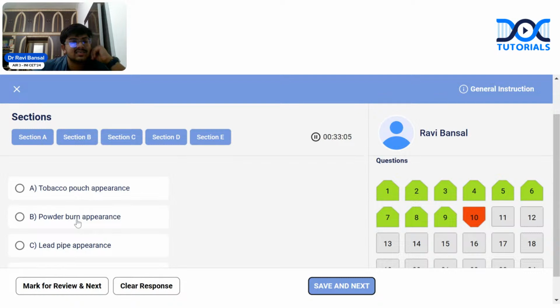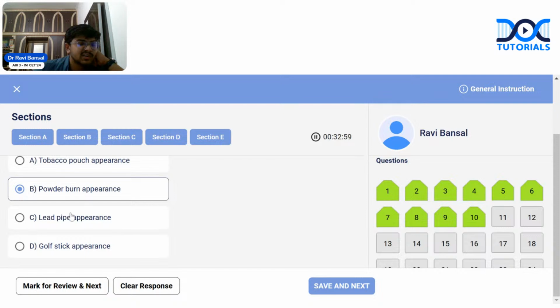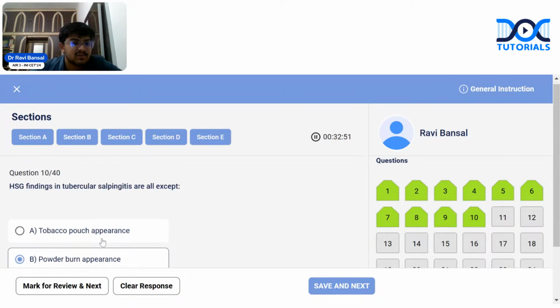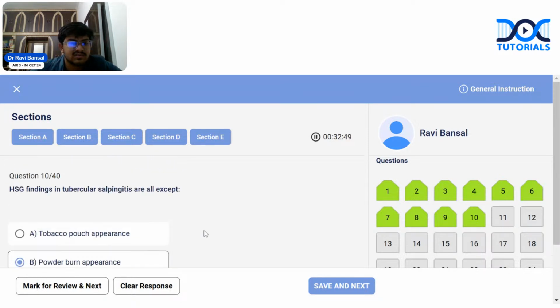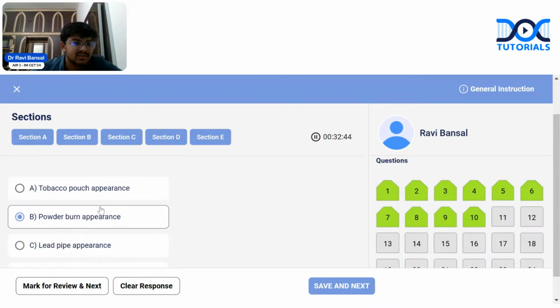Powder burn appearance is seen in endometriosis, not in TB. Lead pipe is obviously the ureter or fallopian tube. Both are seen in TB. Golf stick appearance, obviously at the end of the fallopian tube you see a golf stick. So powder burn, I'm sure this is seen in endometriosis. But obviously, this is not seen in HSG. This is seen when you put a laparoscope in the abdomen of the female.